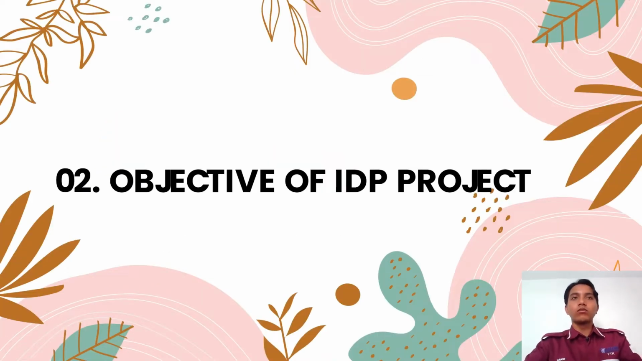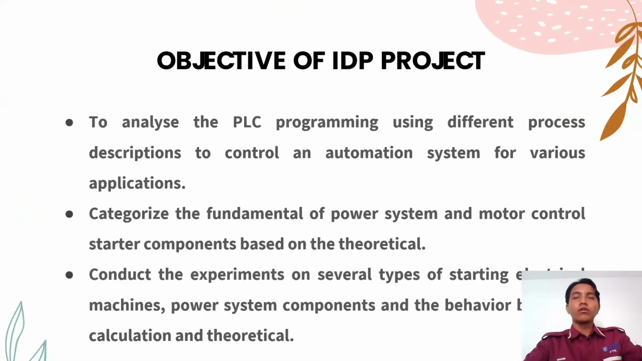Now we move on to the objective of our project. For our project, we have three objectives. The first objective is to analyze the PLC programming using different process description to control an automation system for various applications. The second is to categorize the fundamental of power system and motor control starter components based on theoretical. And the last one is to conduct experiments on several types of starting electrical machines, power system components, and the behavior based on calculation and theoretical.